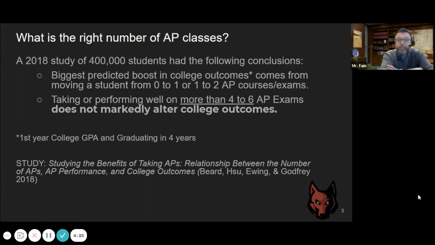So what this tells me as a teacher is students need to select the AP courses that are most in their field of interest, most likely to be something they'll pursue in college, rather than trying to blanket their schedule with every possible AP exam out there, if the goal is to be successful in college.